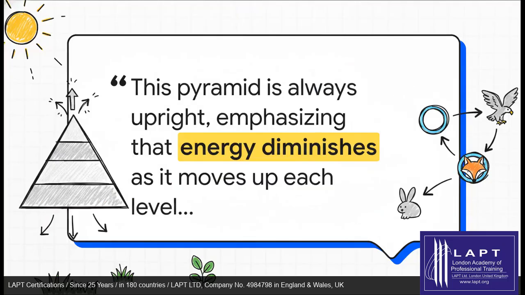As the literature notes, this pyramid is always upright, emphasizing that energy diminishes as it moves up each level. And this is exactly why this specific blueprint is the unshakable one. Unlike numbers or biomass, the energy pyramid tracks the actual power grid of the ecosystem. And it never ever inverts. Why? Well, because energy is constantly lost in a system. You simply cannot have more energy at the top floor than you started with at the ground level. It's just a fundamental rule.